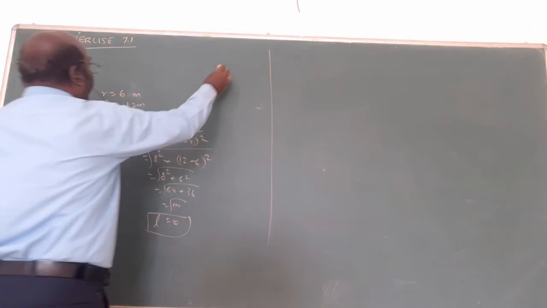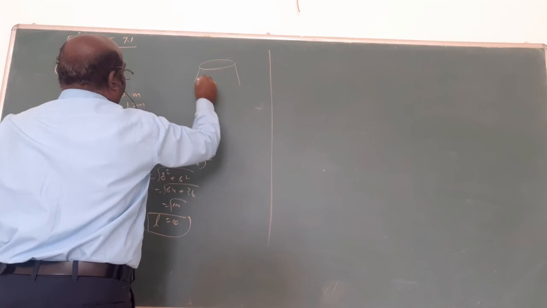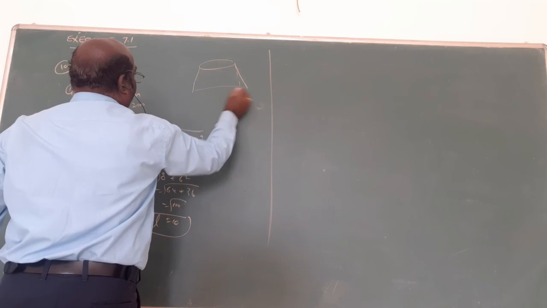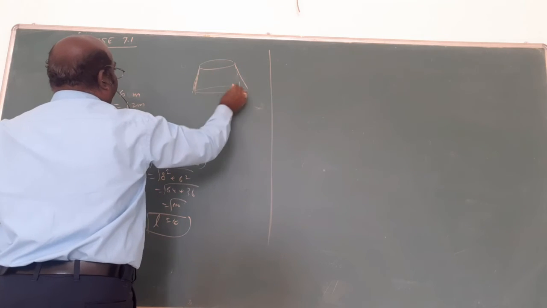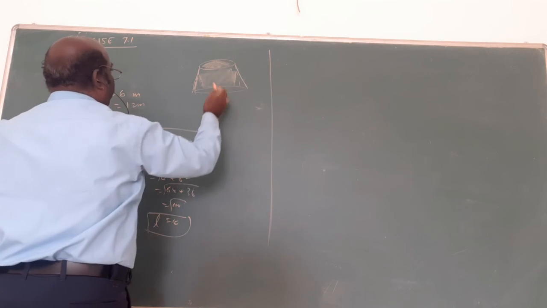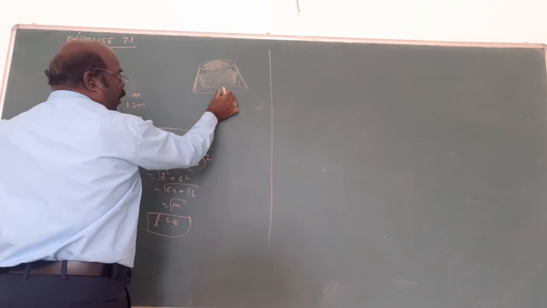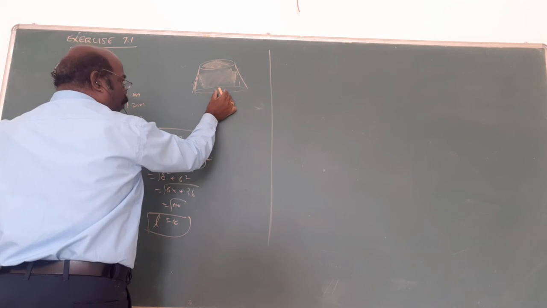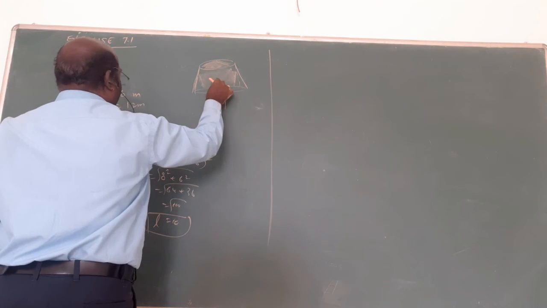Now the diagram is here. It is a night lamp. You want to paint the surface area of the top part. The lower part, the below part, need not be painted. Only the surface area of the top part.